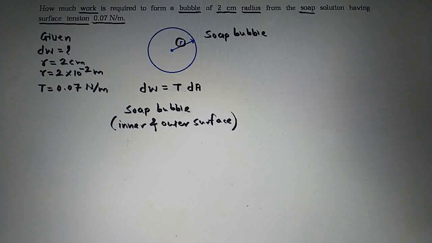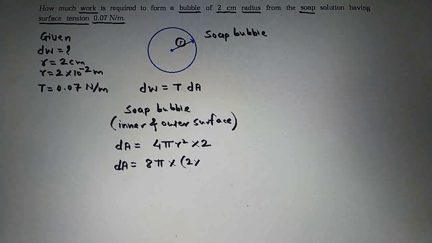So if we have to find out the surface area of this bubble, as it is spherical in shape, then we can write dA is equal to 4 pi r square. But as this soap bubble has two surfaces, one inner, second one outer, we have to multiply this by 2 here. Now if we put the value of r here, then we can write dA is equal to 4 into 2, it will be 8 pi into, what is r, 2 into 10 raised to minus 2 square.